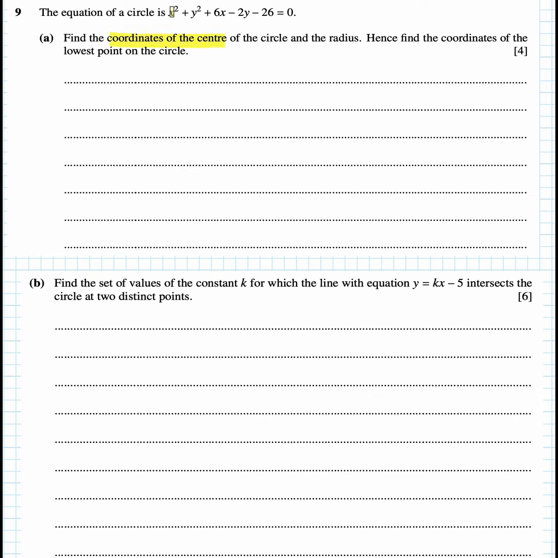In our penultimate question, we have an equation for a circle. So we're looking at coordinate geometry. We've defined the coordinates of the center and the radius and the lowest point. So I'll draw, well, I won't draw actually, I'll put in a little graph there for the second part.